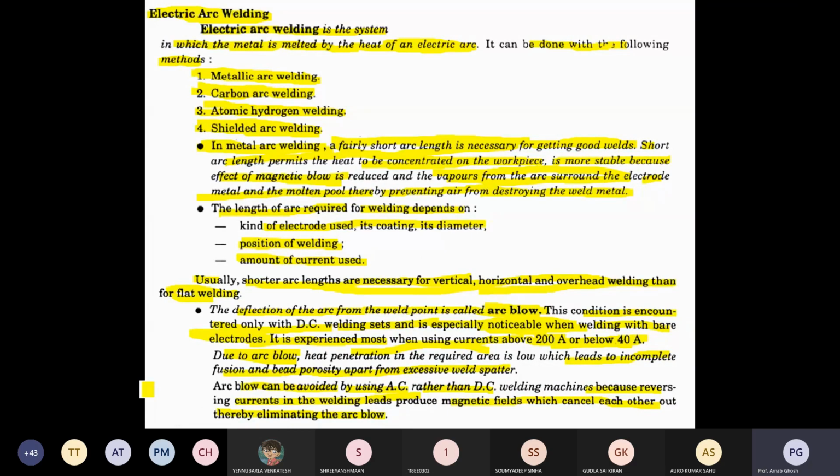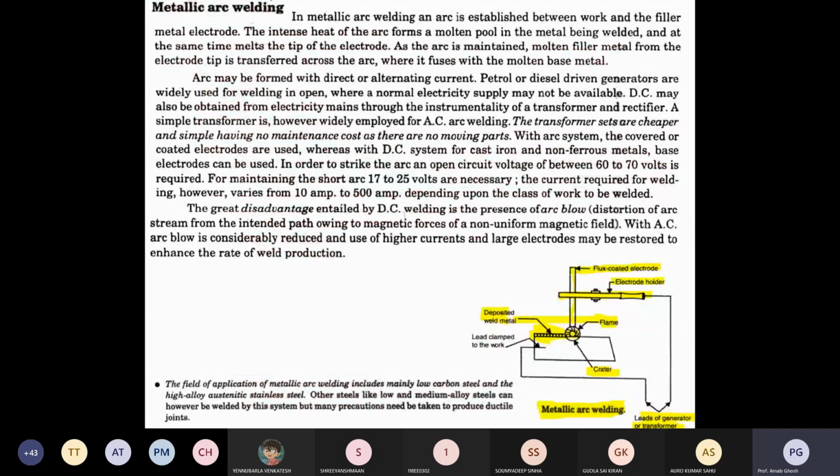So for that welding purpose, that is your basic concept of electric arc welding. Then we are using metallic arc welding. I have already told you the purpose of metallic arc welding, the same thing. So what are the important features of metallic arc welding? The first feature is that metallic arc welding is an arc established between the work and the filler material.